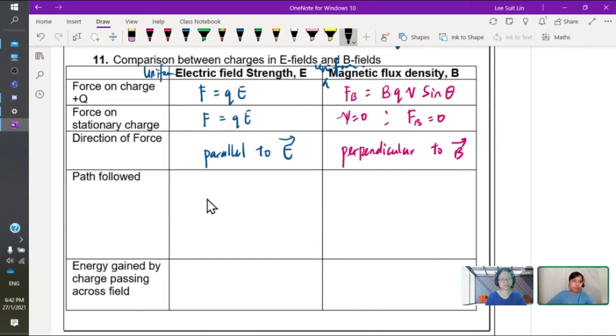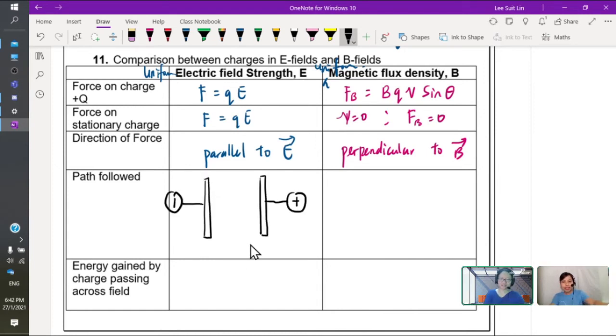Okay, path followed. Let's draw out the paths, the setup first. So you can see that there are two parallel plates here where you can set up a uniform electric field. This is not news to you, okay? So the electric field will be directed from the high potential positive plate to the lower potential negative plate. So normally you will draw your E like this, uniform separation. Very common AS question.